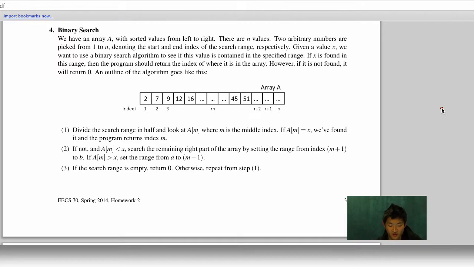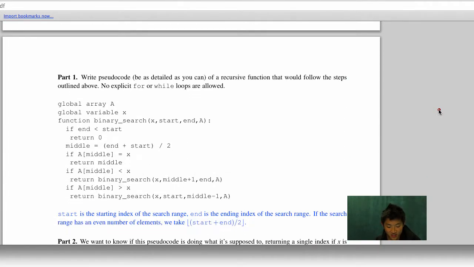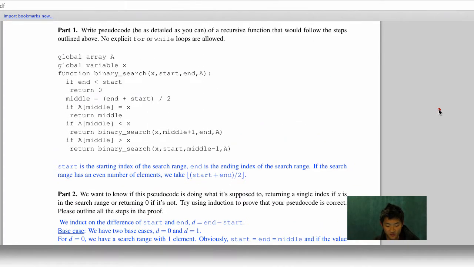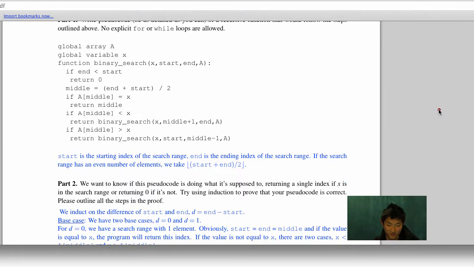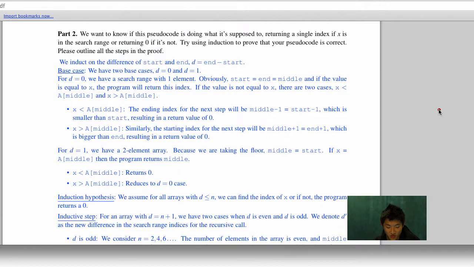Welcome to problem 4. Problem 4 is actually very straightforward, so I'm just going to make some comments on what's in the written solutions. Part 1 you could probably find in your data structures course or whatever. Let's just move on to part 2.